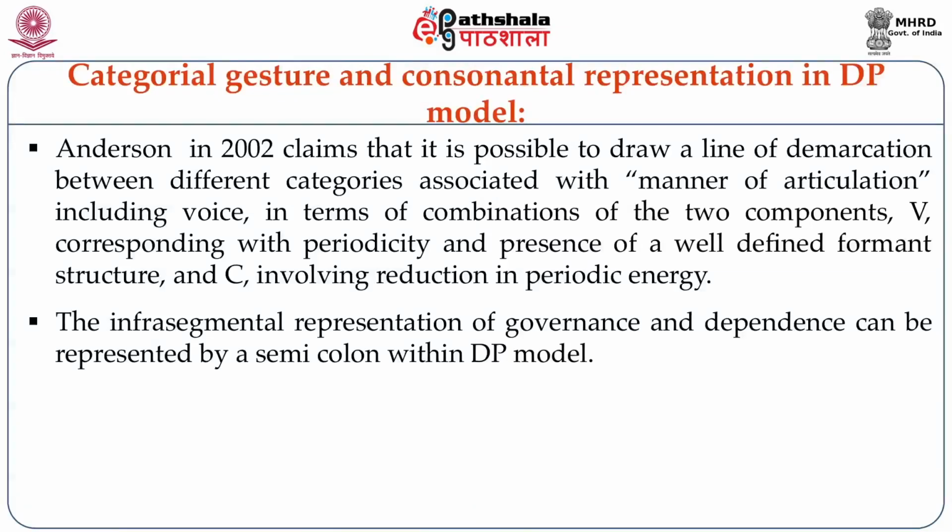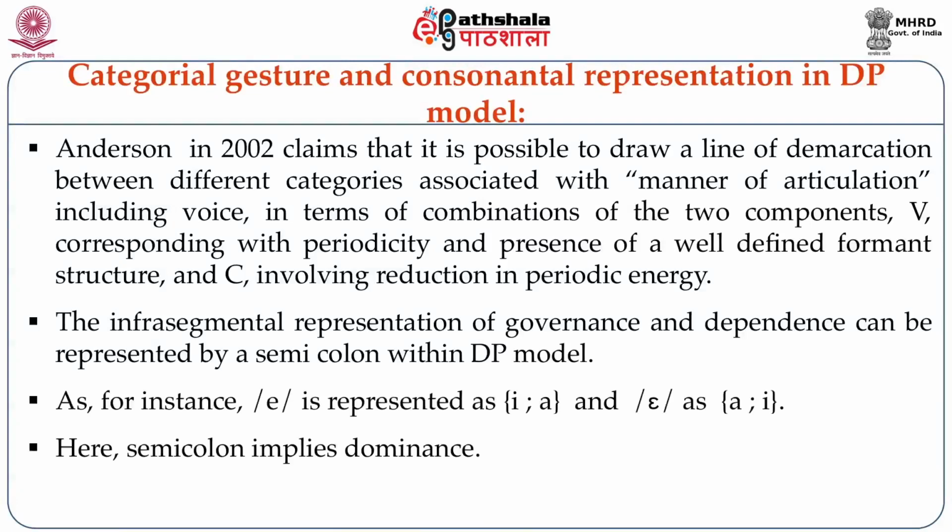Infrasegmental representation of governance and dependence can be represented by a semicolon within the DP model. For instance, within curly brackets, E semicolon I: whatever appears on the left is the governor and the other one is the governee. Then for I semicolon E, I is the governor and E is the governee, because I appears on the left side of E. Here the semicolon implies dominance.